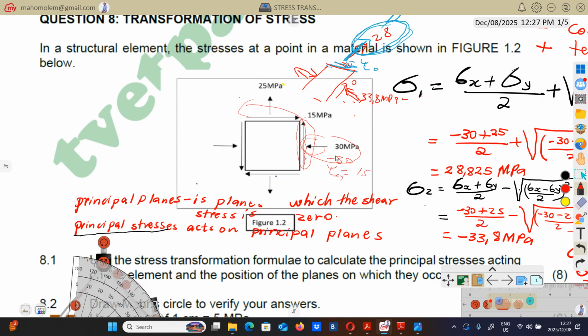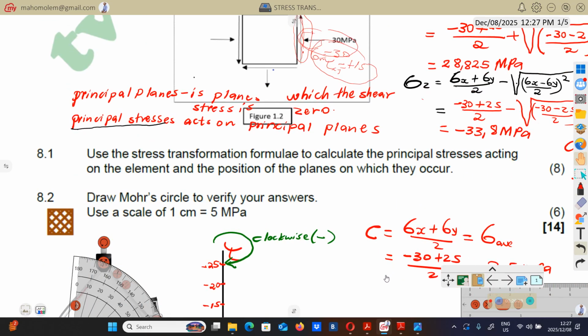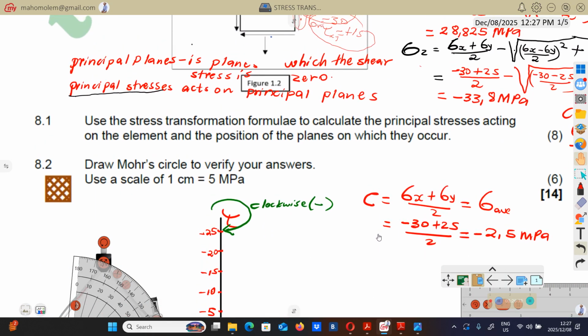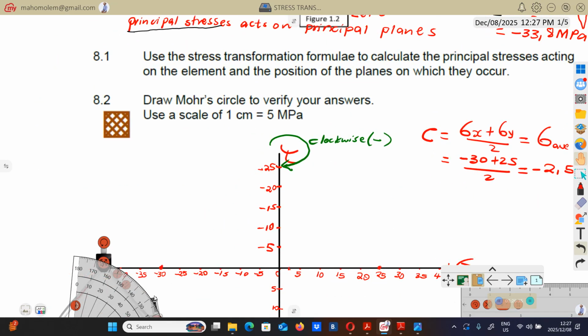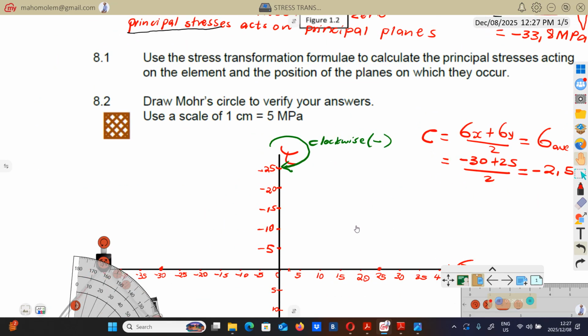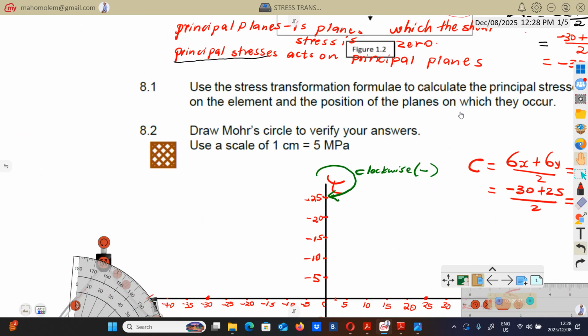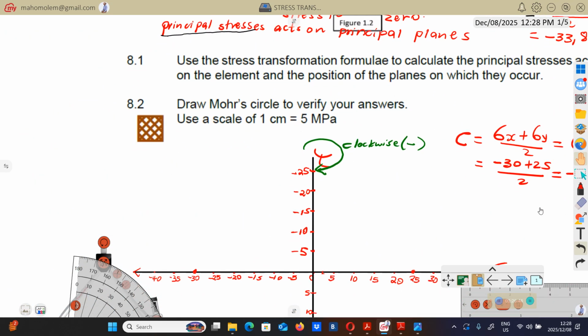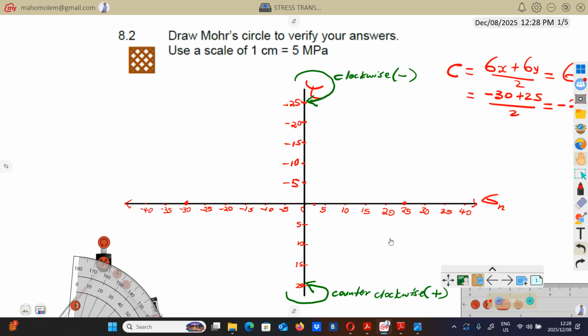Is it positive or negative? Yeah, it's going to be positive. Anti-clockwise is positive. Then this is going to be your coordinate: negative 30 and positive 15. So this is going to be your first coordinate. You check negative 30, it is already here. Then shear stress, you check positive 15. Then where they meet is going to be a point.